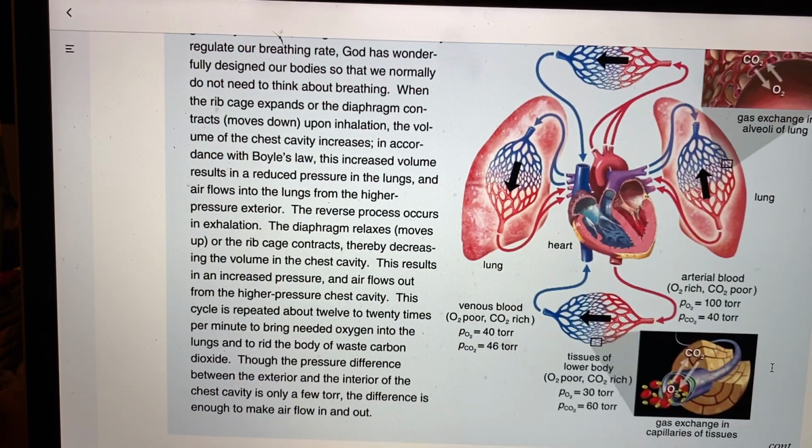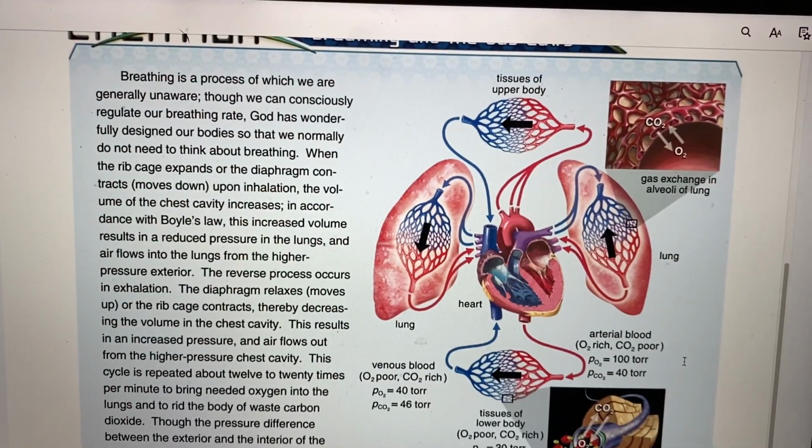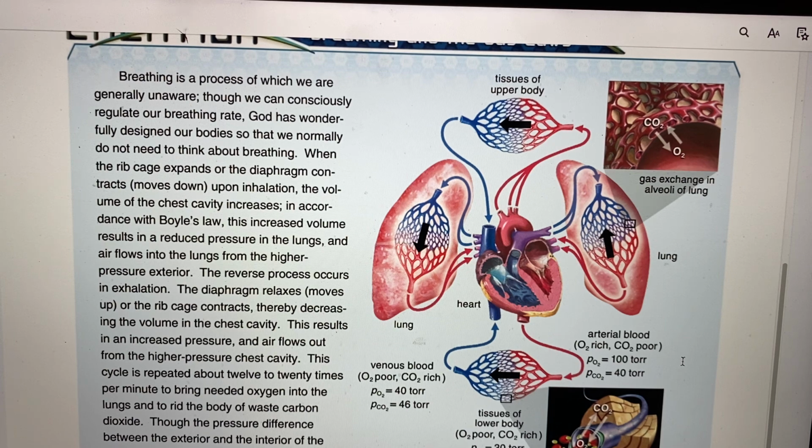The reverse process occurs in exhalation. So we're using Boyle's law, which has to do with pressure being inversely proportional to volume. As we breathe in, the pressure difference causes the air to come in, and when we exhale, it causes the air to go out. So look at this picture here. Let me get my pen. Here, the arterial pressure is rich in partial pressures of oxygen and poor in carbon dioxide.